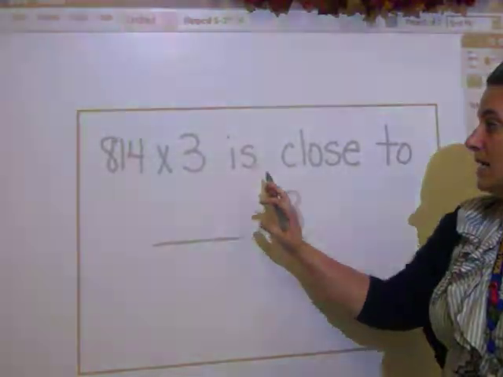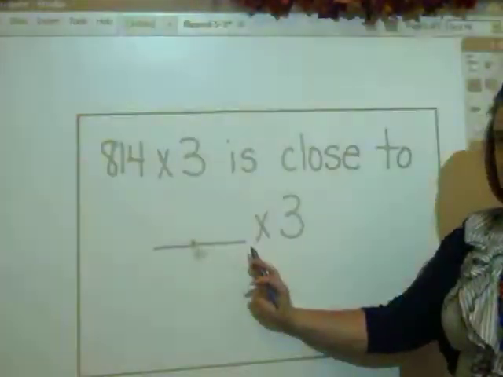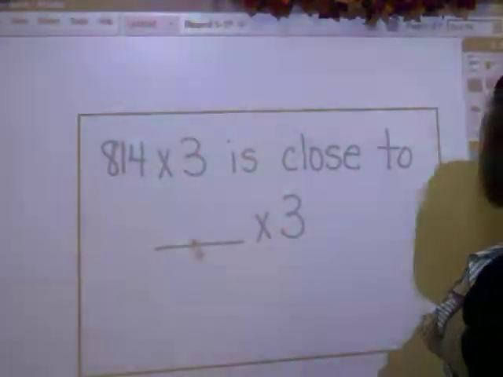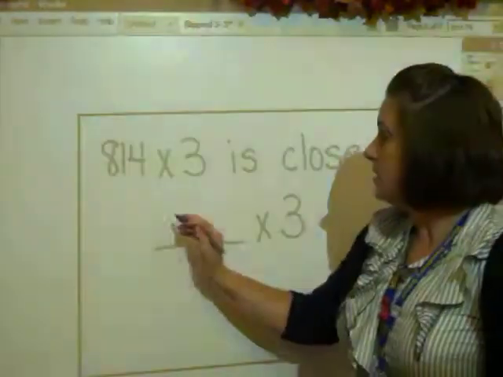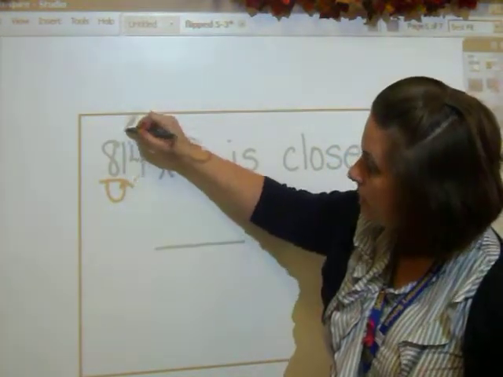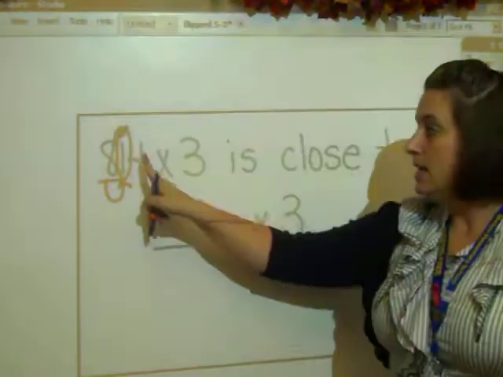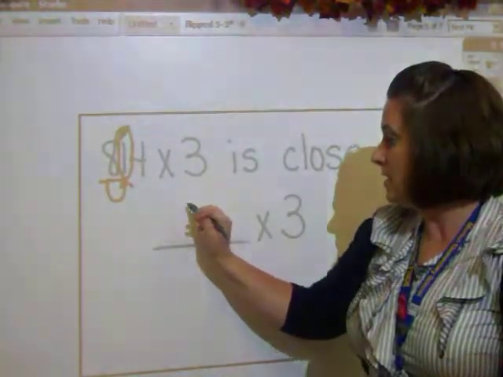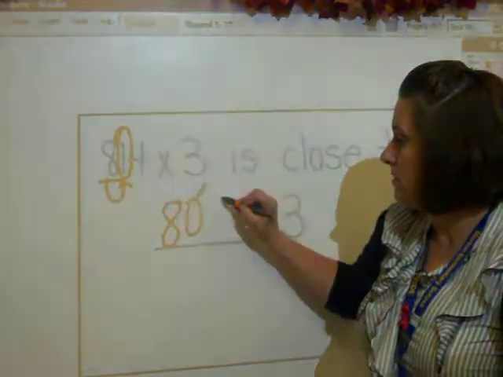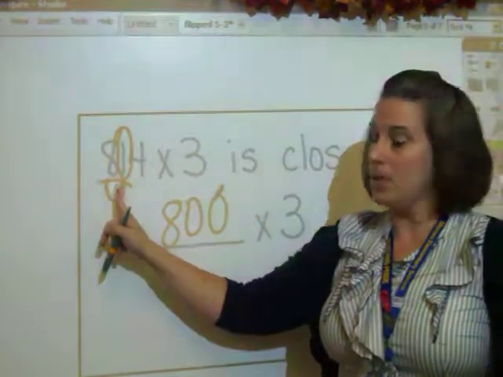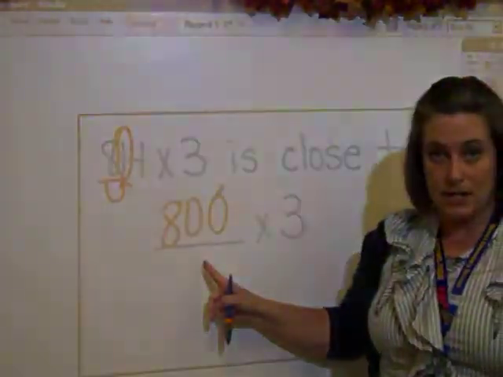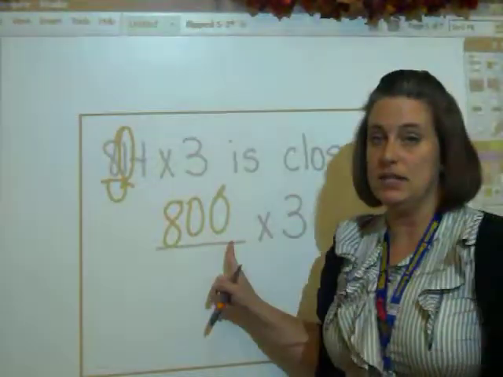814 times 3 is close to what number times 3? For this one, we're also going to round to the nearest hundred. If we round 814, mark the place and look to the right. The 1 makes the 8 stay the same, and the rest from the 1 over becomes zeros. So 814 times 3 is close to the number sentence 800 times 3.